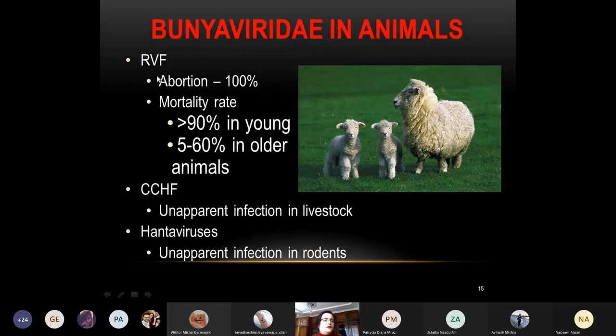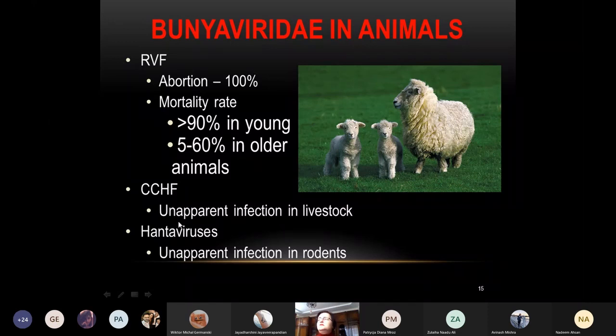Rift Valley fever causes severe disease in livestock animals. Abortion rates can reach even to 100%. Mortality rate in animals less than 2 weeks of age can be greater than 90%, with most animals succumbing to disease within 24-36 hours from the onset of fever. Older animals also suffer from a less severe febrile illness, with mortality rates ranging from 5 to 60%.